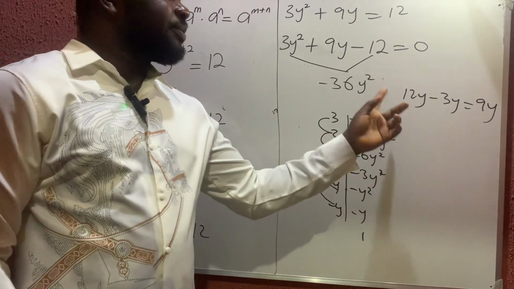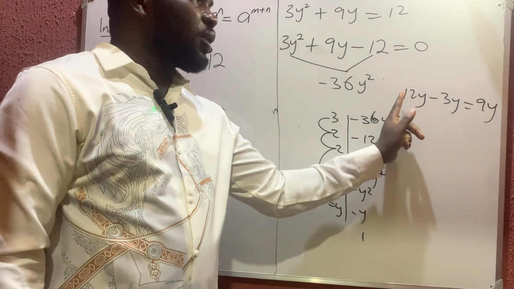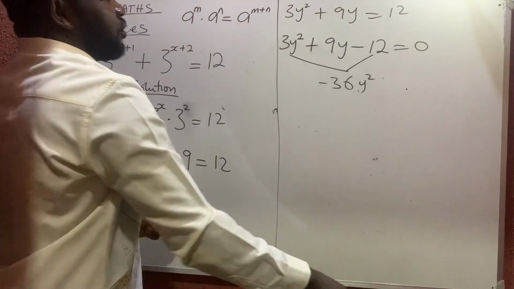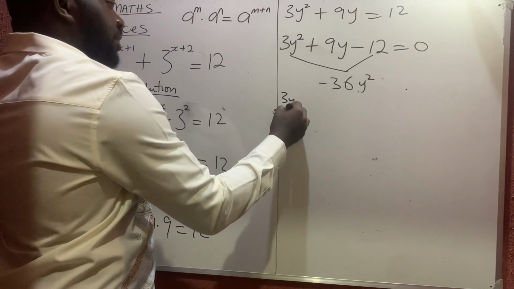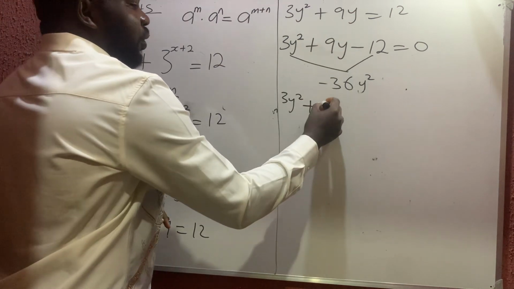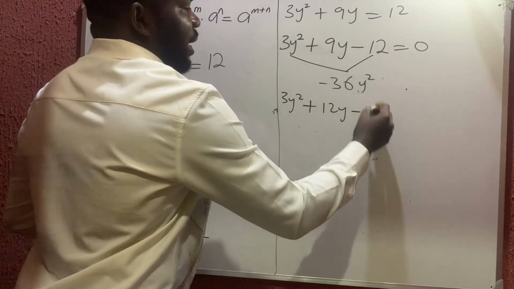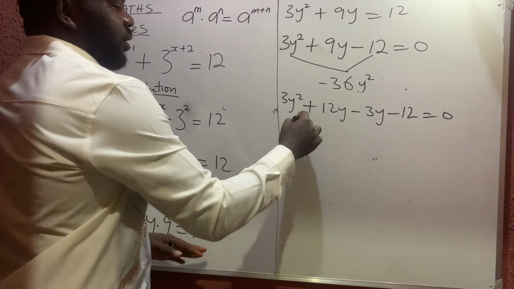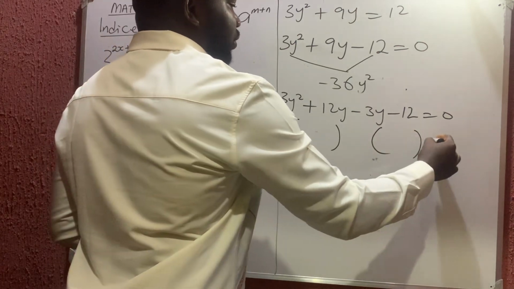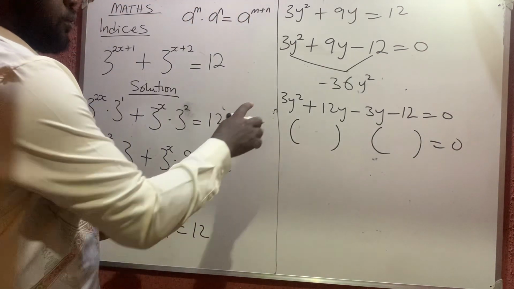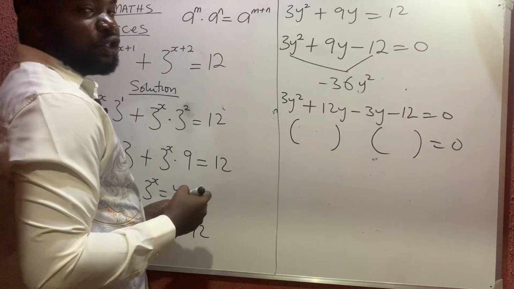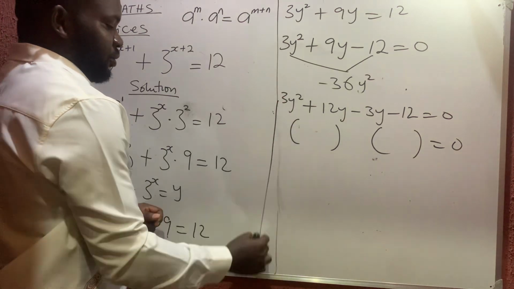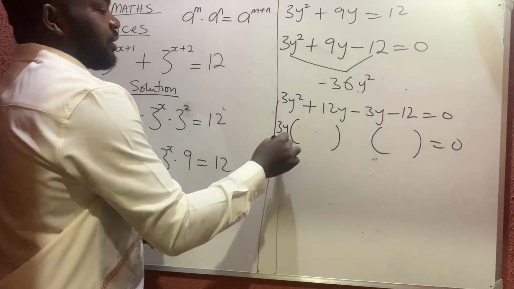So instead of writing 9y now, I'm going to replace it with 12y and minus 3y. So let us do that. We'll bring down our 3y squared. Instead of writing this, I'll write plus 12y, then minus 3y, then bring down our minus 12 is equal to 0. Once you are done here, we open two brackets so that we can now factorize. It's now easier to factorize. So what is common between these two? If you check very well, they have 3y in common. Since they have 3y in common, I'll bring out that 3y.